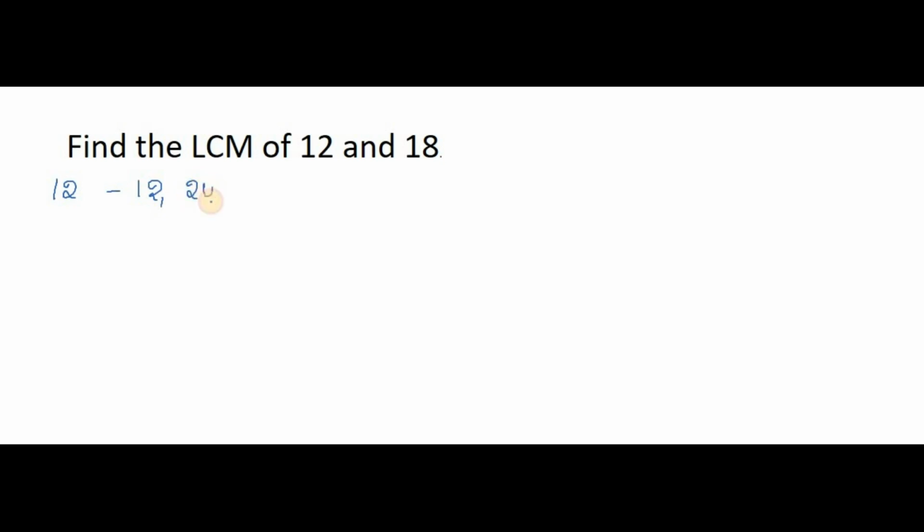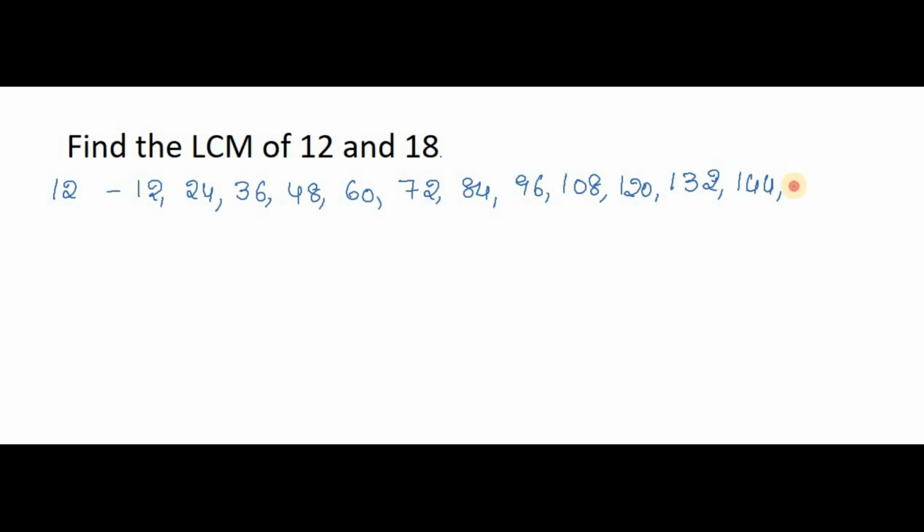12 ones are 12, 12 twos are 24, 12 threes are 36, 12 fours are 48, 12 fives are 60, 12 sixes are 72, 12 sevens are 84, 12 eights are 96, 12 nines are 108, 12 tens are 120, 12 elevens are 132, 12 twelves are 144, 12 13s are 156, 12 14s are 168, and 12 15s are 180. Why did I write up to 180? Because in the 18 table also we are going to write up to 180.